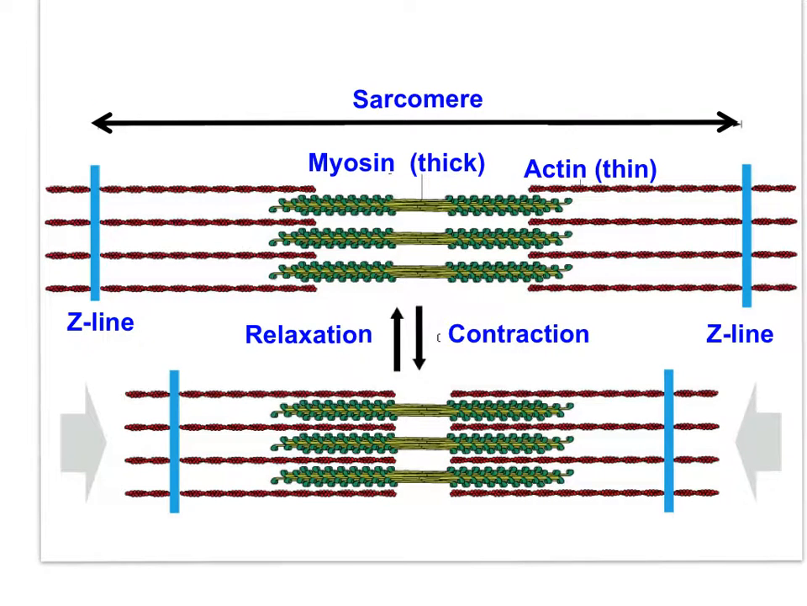Once again, at the top is a sarcomere in an uncontracted state. Notice the width of the I bands and the H zone. Notice the length of the A band. The A band is the length of the myosin filament, and notice the myosin heads protruding from the myosin. In the contracted state below, the actin has been pulled to the middle of the sarcomere by the myosin heads.